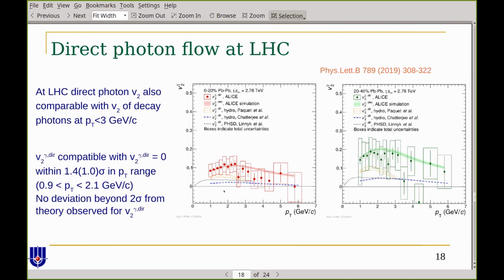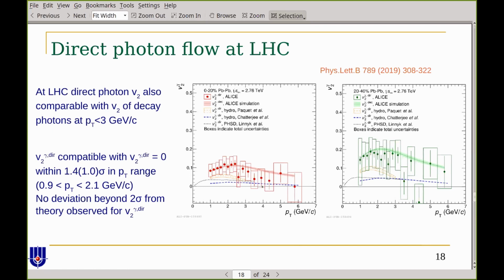The same situation happened at LHC. So ALICE measured direct photon flow in central and mid-central collisions. Direct photons are shown with points, and decay photons are shown with this band. You see that direct photon flow and decay photon flow agree pretty well with each other for relatively low pT, and direct photon flow becomes smaller and smaller when we go to high pT, where we have a larger contribution from prompt photons, which do not carry any flow at all.